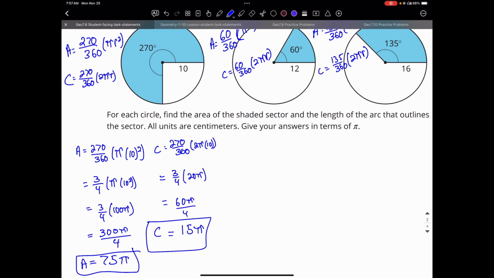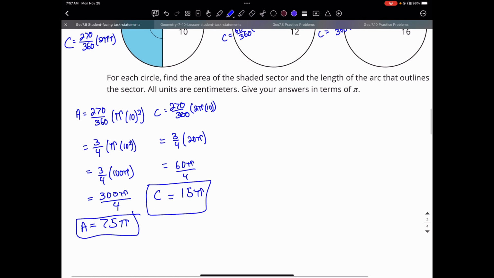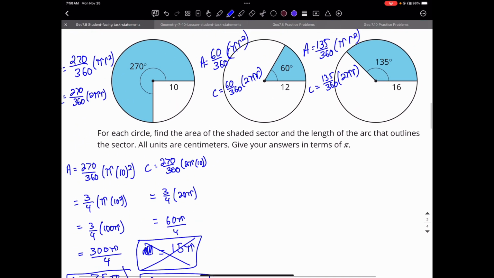Now, I'm going to show you another way that we write that. Instead of using the C, we'll often use an L for the length of that sector. So we'll say that sector length is 15 pi. All right, let's look at the next one.